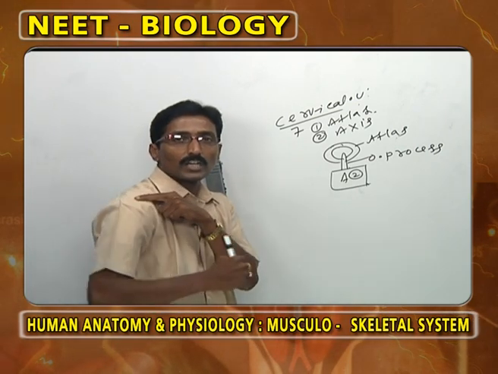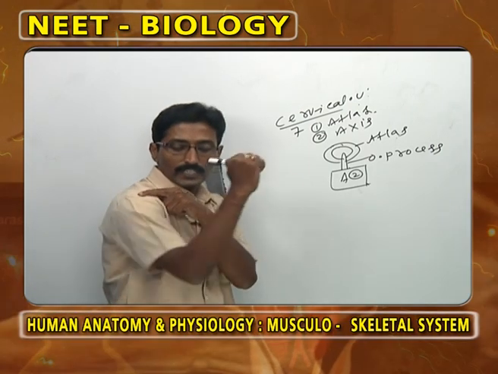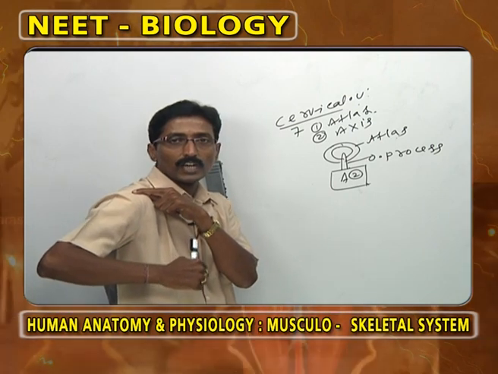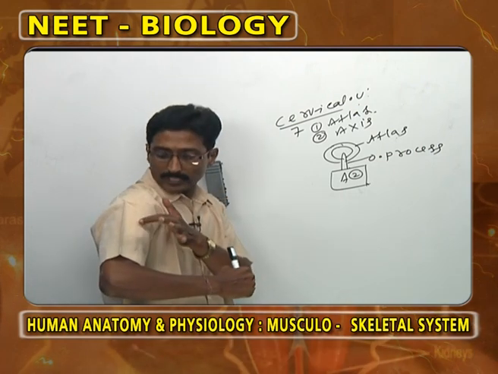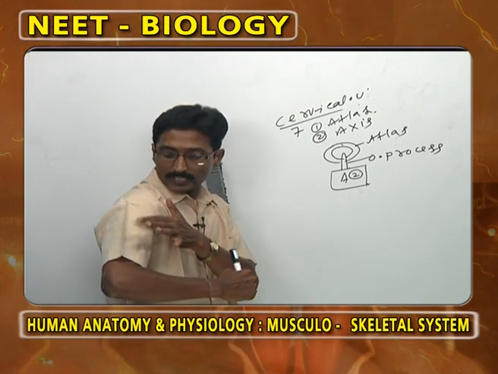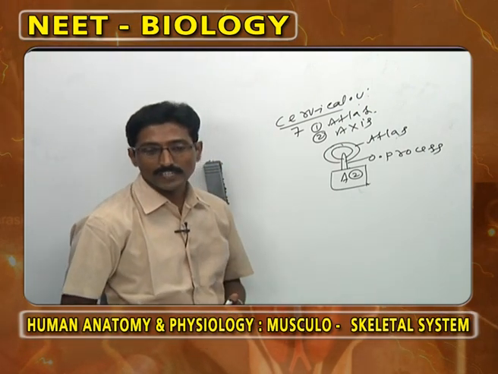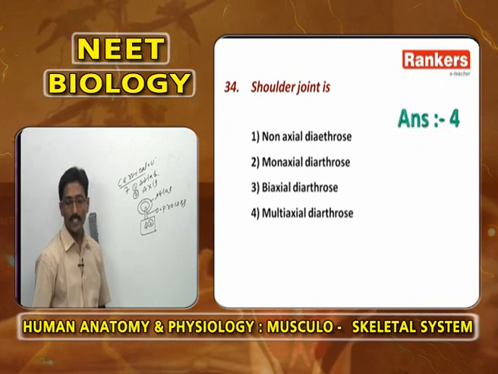It is also called multi-axial because we can rotate this in all directions. So it is called the ball and socket joint, or it is also called multi-axial. What is the shoulder joint? The joint present between the head of humerus and glenoid cavity. Now here the answer is multi-axial. Next question.